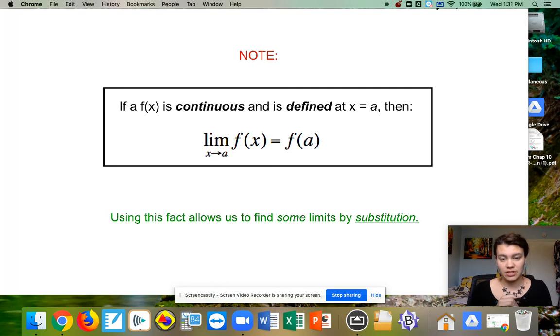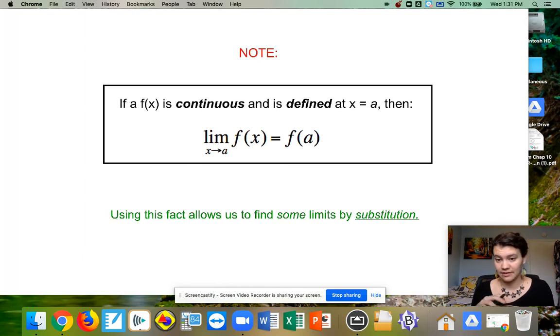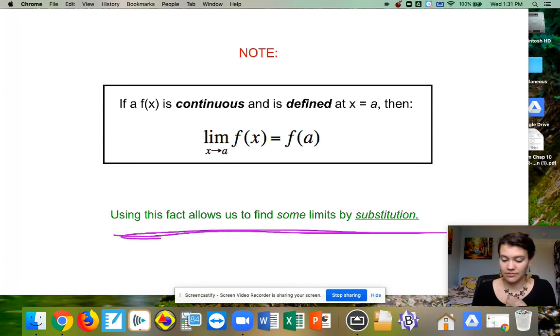So if a function is continuous and defined at a value, then the value of the limit is the same as the value of the function, and you get the same thing. So you can use this to solve some limits just by substituting in whatever the number is. So if you're looking at like when x approaches 2, plug in 2, and that's the value of your function, as long as you're not like dividing by 0 or having an asymptote or something.